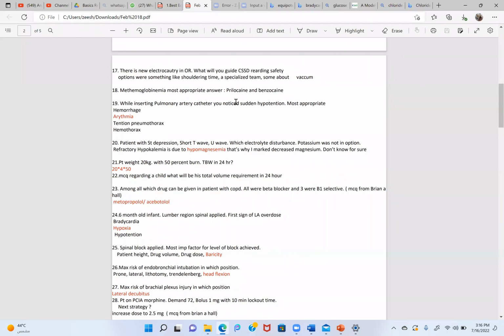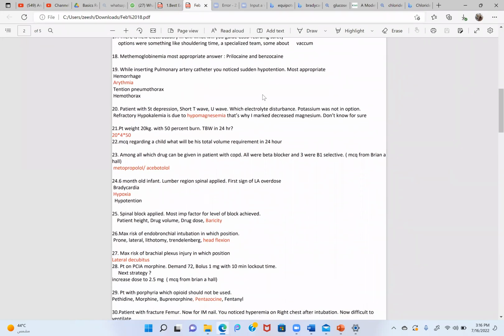Okay, fine. While inserting a pulmonary artery catheter, you notice sudden hypotension. Most appropriate: hemorrhage, arrhythmia, tension pneumothorax, hemothorax. Okay. Sudden hypotension. What may be the reason? Is it arrhythmia or hemorrhage? Sir, most probably it is arrhythmia during passing the pulmonary catheter.